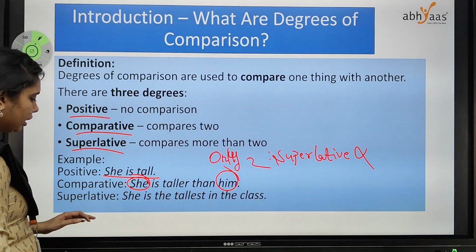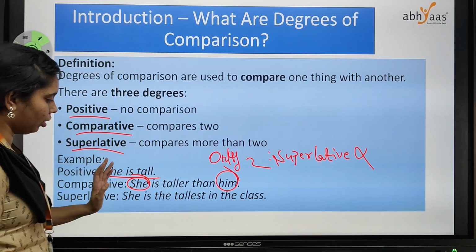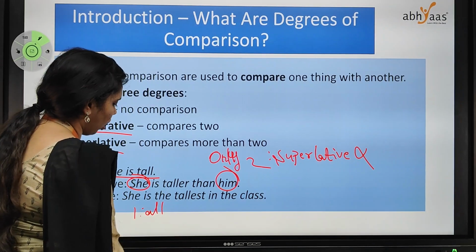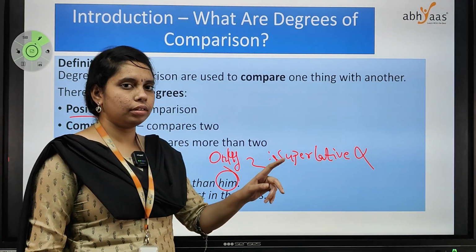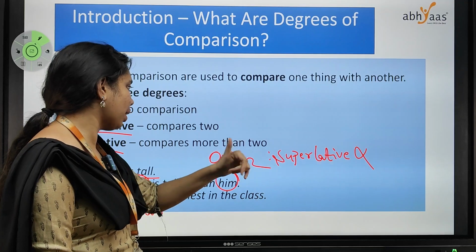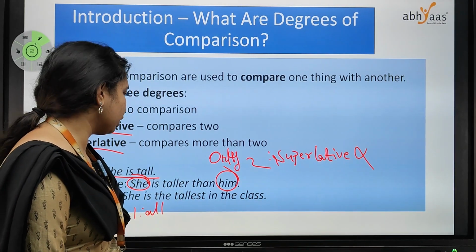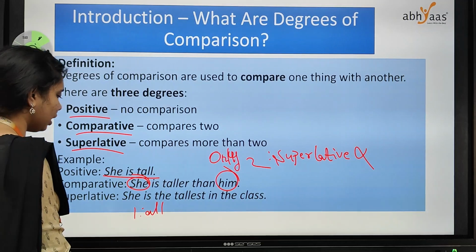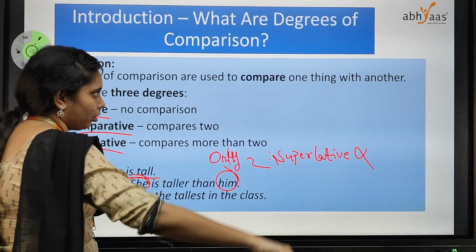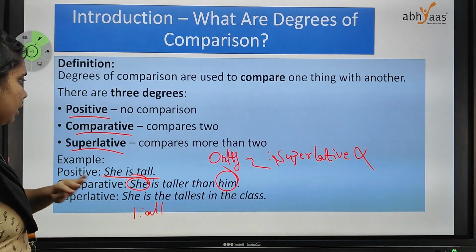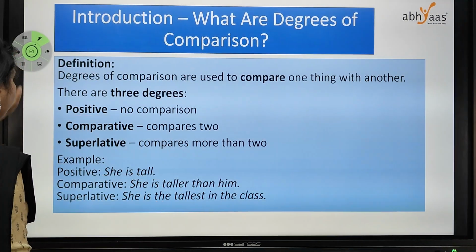Let's look at superlative degree. Superlative degree is nothing but 1 is to all, and that all cannot be only one other. There can't be only 2 things in superlative degree. If only 2 aspects are being compared, superlative wouldn't be applied. In the sentence "she is the tallest in the class," she is being compared to the rest of the students in the class. So this is the basic intro you can have.